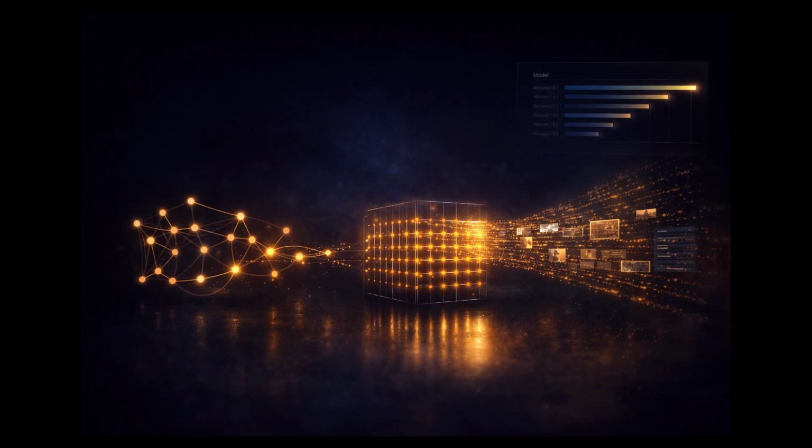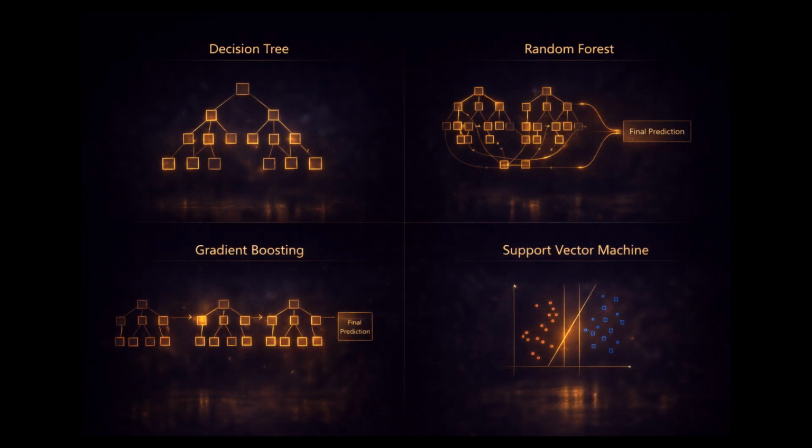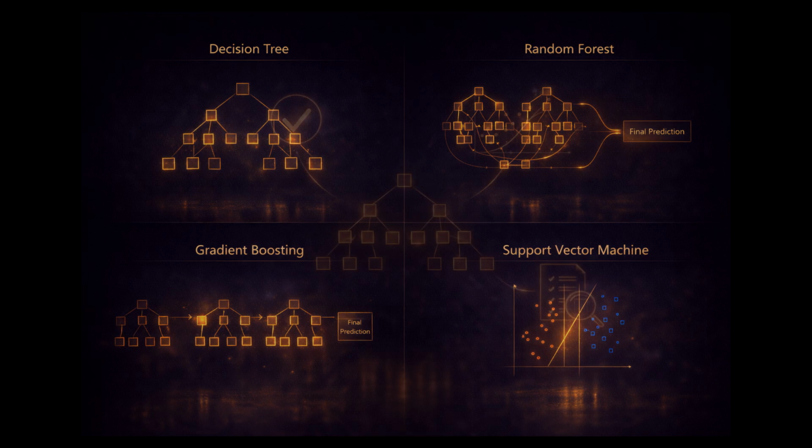Many conversations about machine learning focus on the frontier: transformers, foundation models, the latest architecture that broke a benchmark. But most of the models making real decisions in the world are not those models. They're deciding who gets a loan, which transaction is fraud, which customer is about to leave, how much inventory to order. And the models doing that work are usually decision trees, random forests, gradient boosting, and support vector machines.